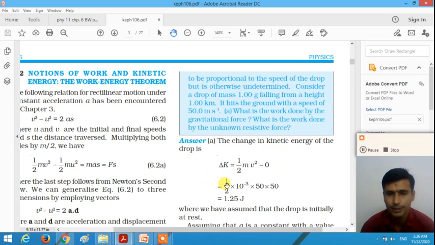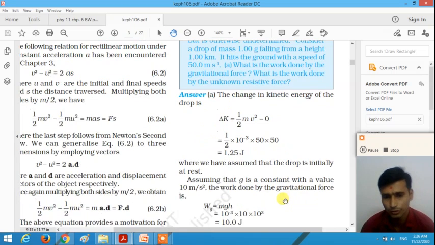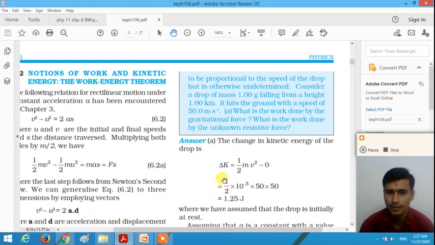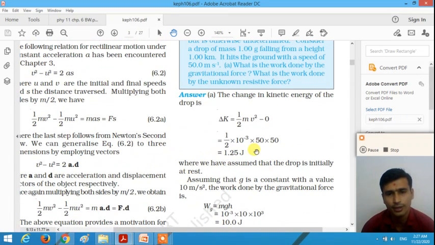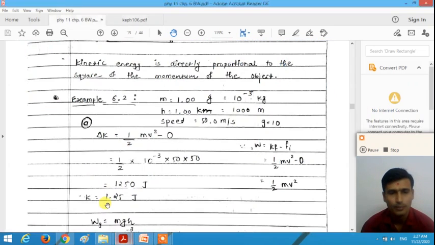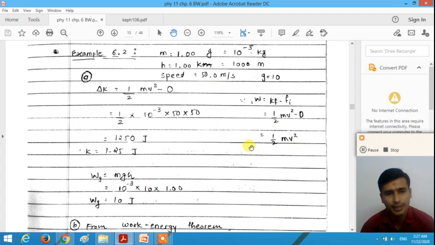So we can calculate: 1/2, mass of the raindrop is 1 gram, that is 10 raised to minus 3 kg, into speed of the raindrop 50 meters per second, 50 into 50. So the change in the kinetic energy, delta K, is 1.25 joule. Similarly, the work done is equal to the change in the kinetic energy, so W is equal to 1.25 joule.